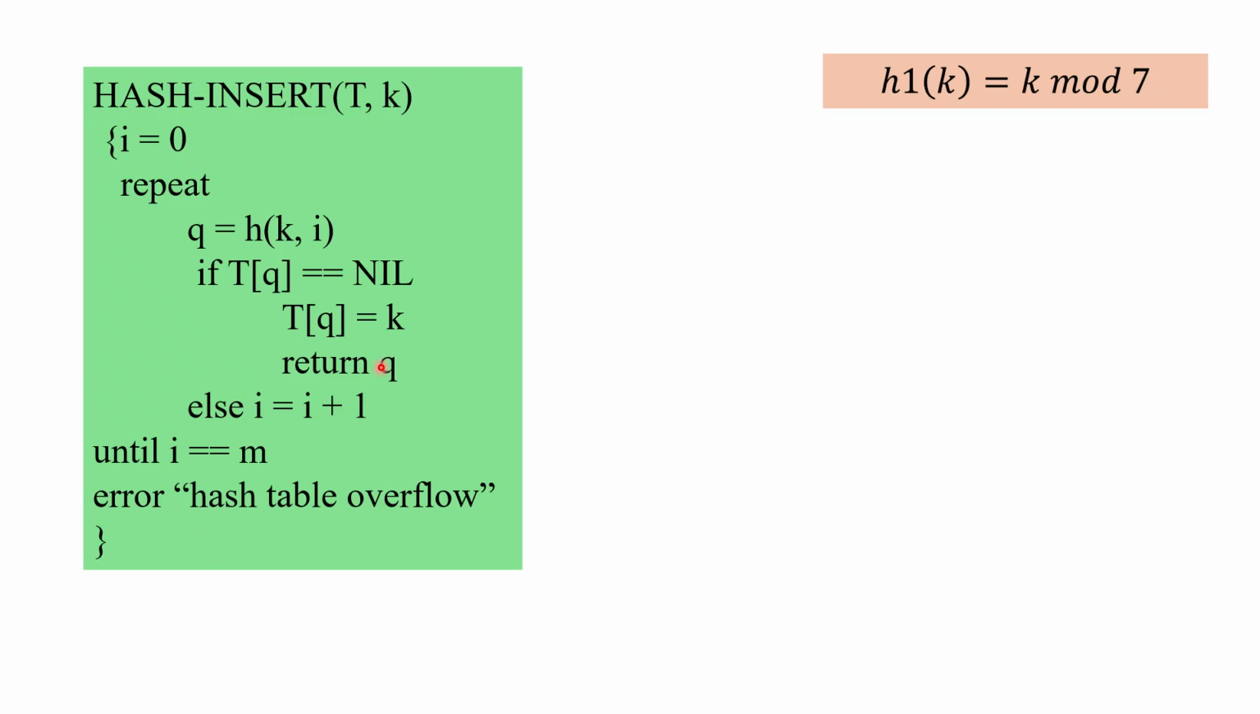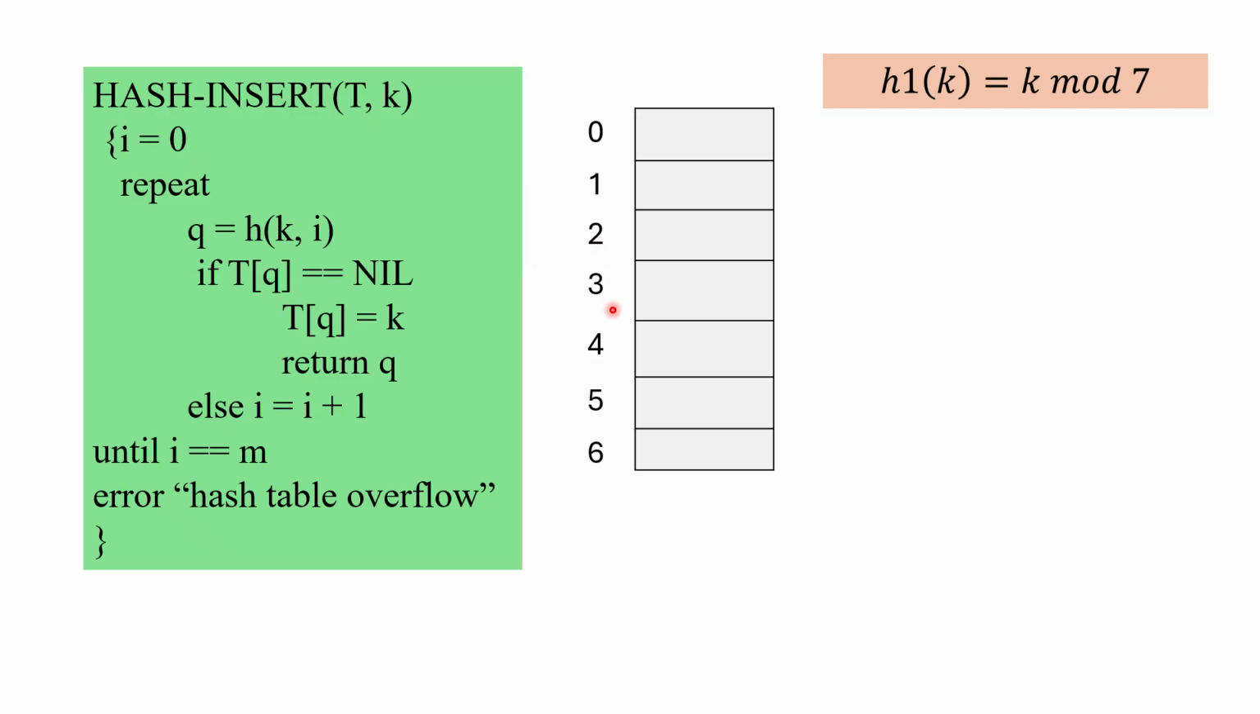This insertion algorithm we have also seen. We'll just go through the example once again. My h1(k) is k mod 7, and the insert algorithm says that for the 0th probe number, we compute q equal to h(k, i), which is q as per h1(k), k modulus 7. So we have this table here of 7 locations, and we want to insert 7. 7 modulus 7 is 0. This 0 position is empty, so you insert 7 here.